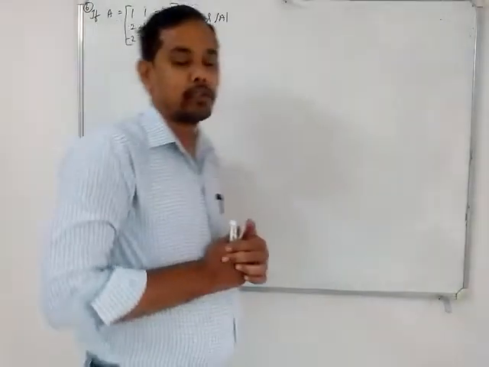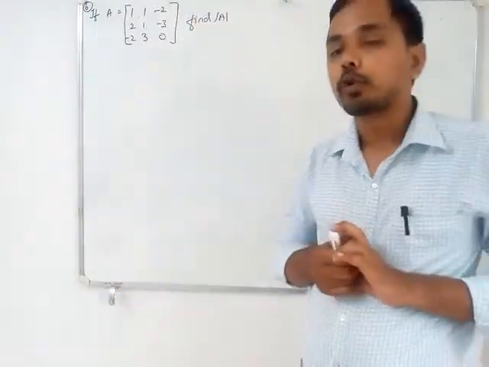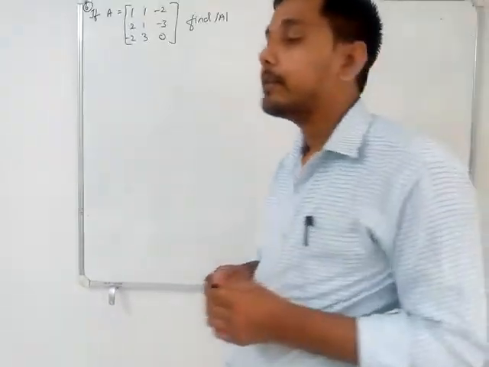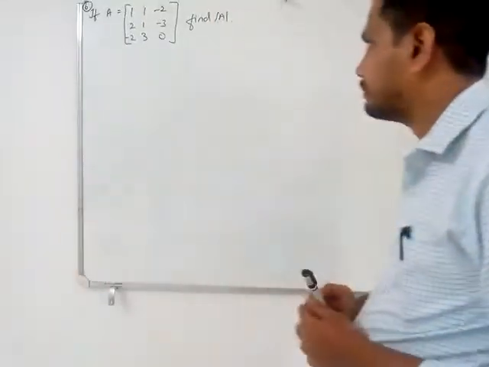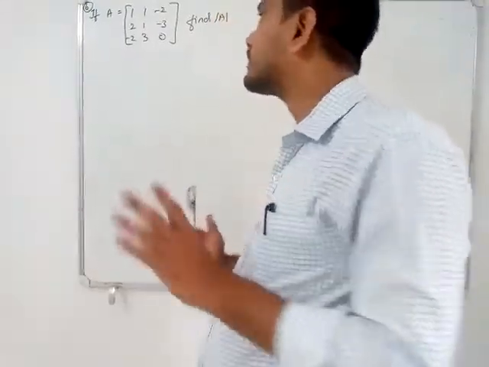So friends, I have solved two problems. I hope you have understood those two problems from the fifth question. The other two you can try by yourself. Now let us move on to the sixth one. So what is there here? Here also we need to find the determinant, but they have given it in some other way.